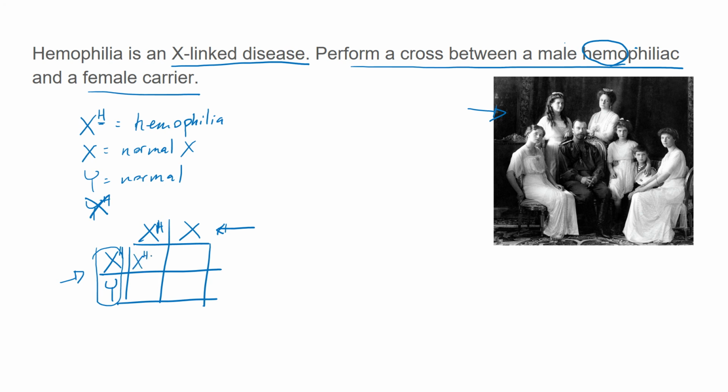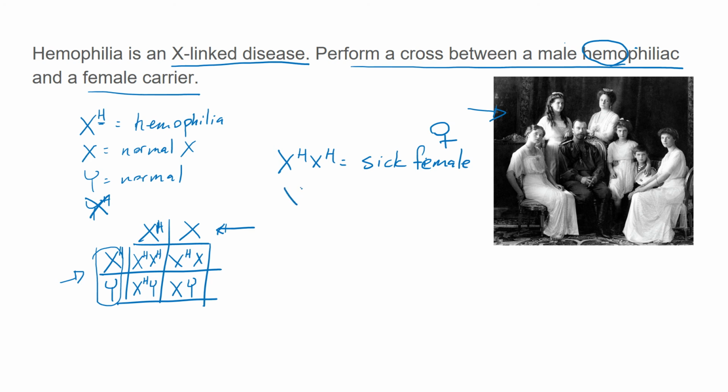XH, XH, X, Y, XH, X, X, Y. So here we have all four genotypes. So one of them is going to be XHXH. This person is sick and female, right? Now, you know what? I'm just going to start doing this symbol. This symbol is the mirror of Venus, so that's a female.